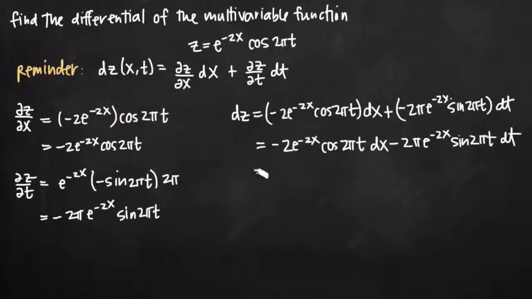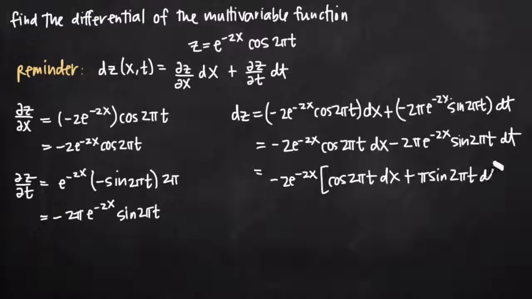We can go ahead, if we want to, and factor out a negative 2e to the negative 2x, and what we'll get there is that multiplied by cosine of 2 pi t times dx plus pi times sine of 2 pi t dt. And again, we don't have to do that factoring step, but we can if we want to, and that gives us a final answer for dz, which again, remember, represents the change in height of the tangent plane.